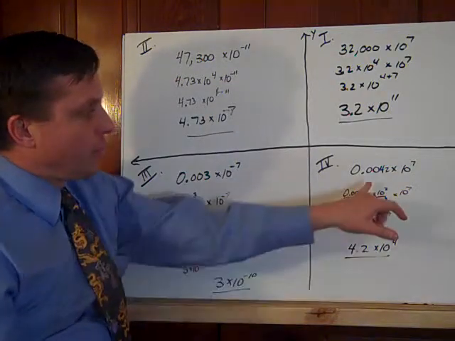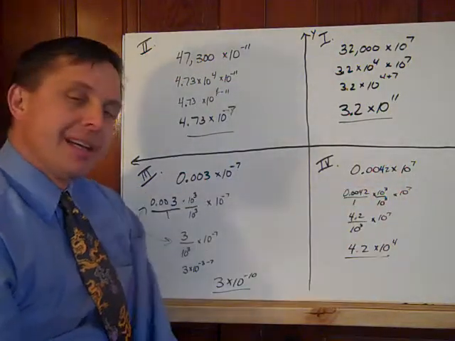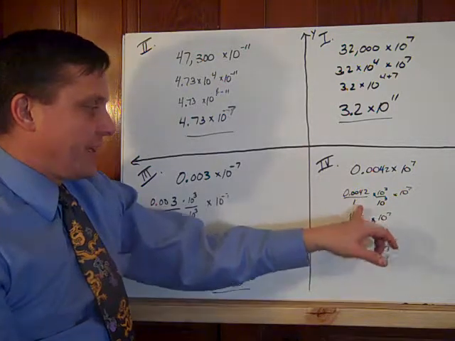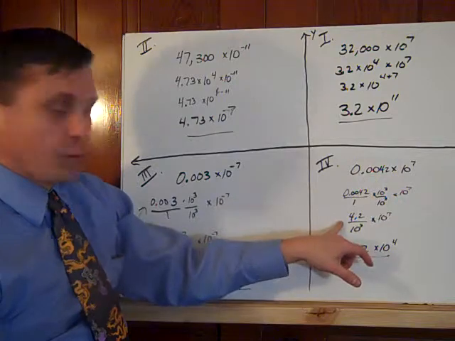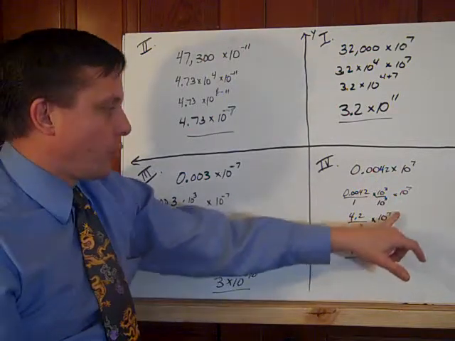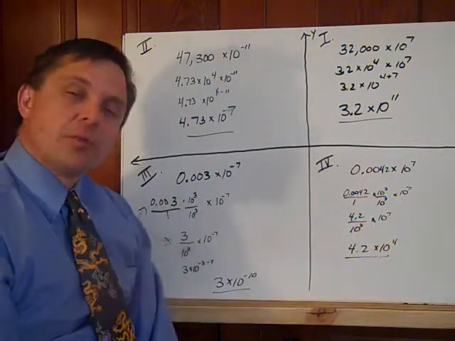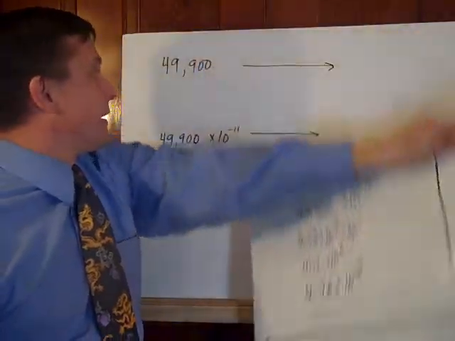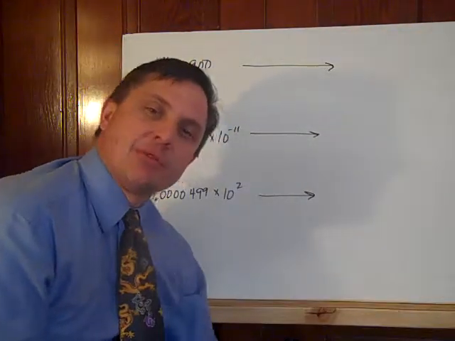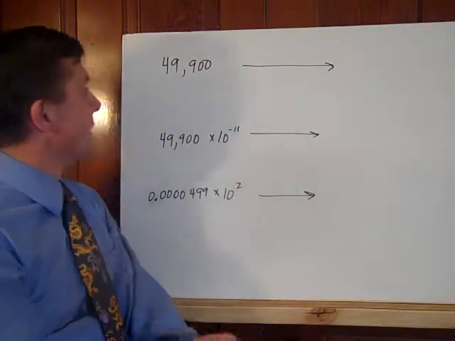On the last one, 0.0042 times 10 to the 7th. Now, here's a case again where I make 4.2 over 10 to the 3rd to convert this to the equivalency. Well, I use the quotient rule, 7 minus 3 leaves me 4.2 times 10 to the 4th. I've got 3 examples to end with. I said 2, I meant 3.